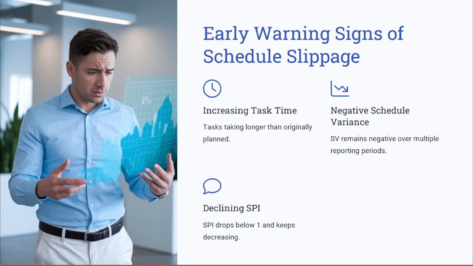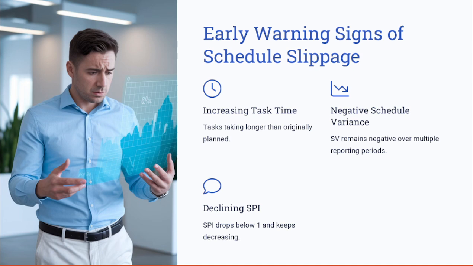These early warning signs help the project managers take corrective actions before the delay becomes a bigger issue for the project. So ensure monitoring the SPI, the SV, and the cycle time trends to provide you crucial insight for schedule control.